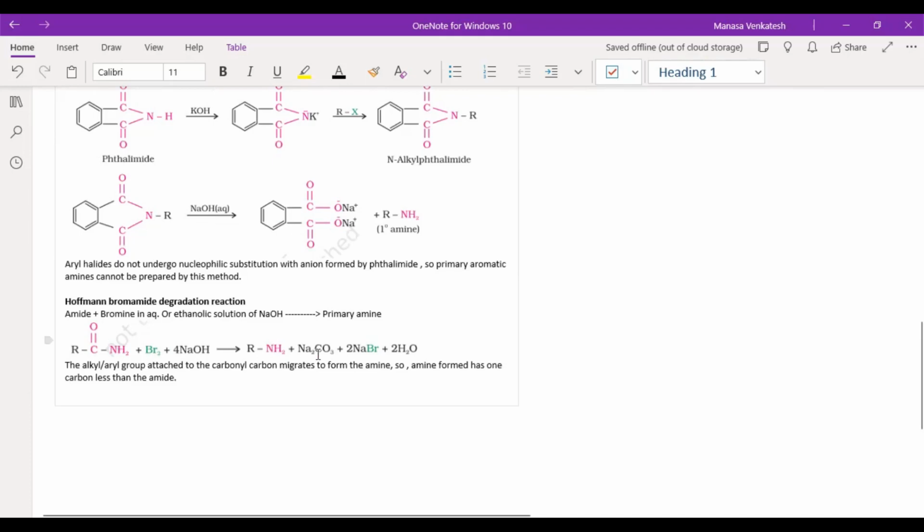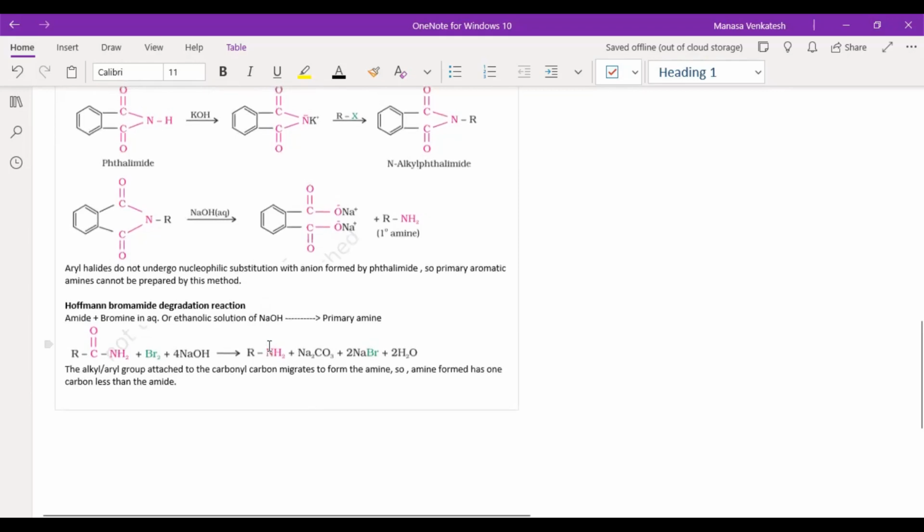So the products which are formed are sodium carbonate and NaBr, sodium bromide, and water. So the R group is migrating from the carbonyl carbon to form an amine compound.